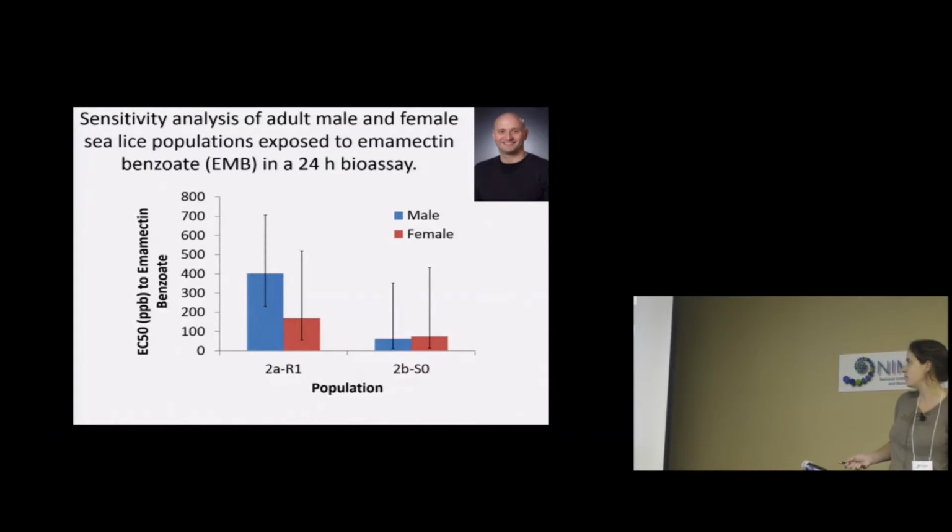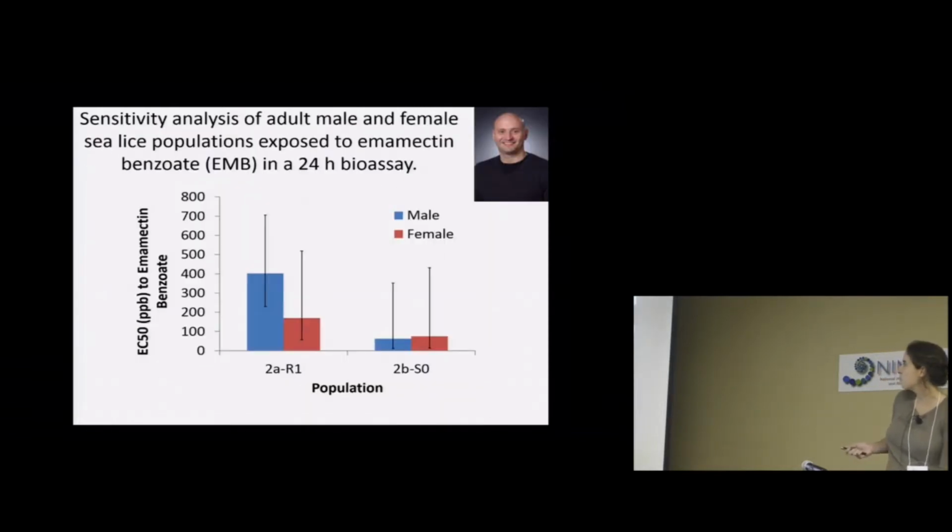So this is a resistant population from Bay Management Area 2A and a susceptible from Bay Management Area 2B. And you can see that the EC50 is much higher in the resistant population, but we also have a very large difference in susceptibility between males and females. Also, quite large confidence intervals, even in the susceptible population, suggesting perhaps there's already the variation to select upon.